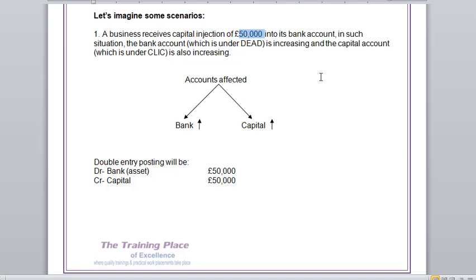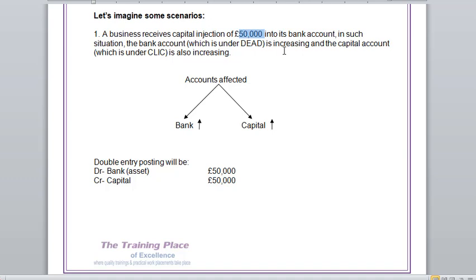It says to us, in such a situation, the bank account, which is under DEAD, is increasing. So, I didn't have money in the bank account, or I had £10,000 in the bank account, and then we have received £50,000 capital from the business owner. That means that my balance in the bank account will increase. Bank is an asset. So the bank account is affected.